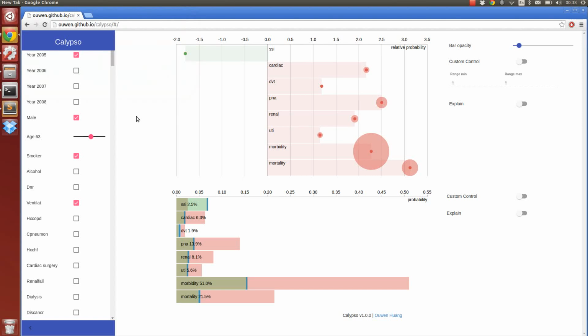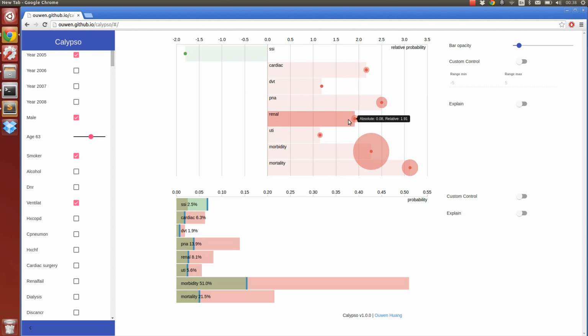Calypso is a Duke surgical machine learning project, and the goal is to predict a patient's risks given a surgery. So using an elastic net, we're able to predict surgical site infection, cardiac, and renal risk, to name a few. And in this first graph, it represents a patient's relative probability.